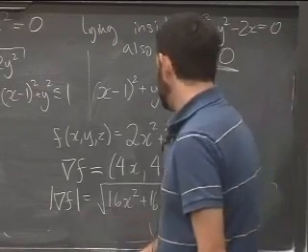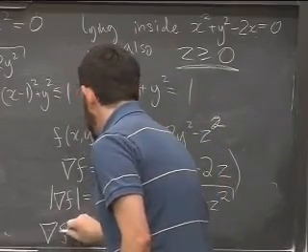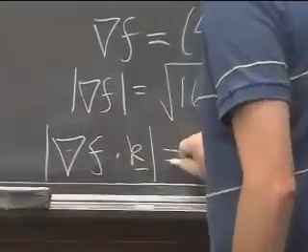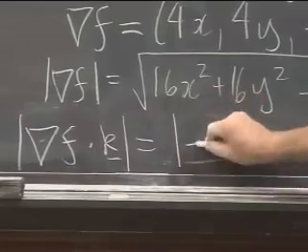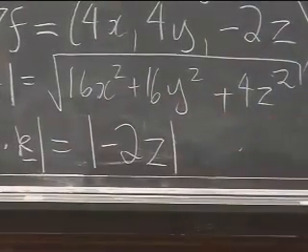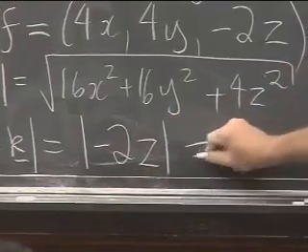Now, on the other hand, the z component of this, you just pick out the z coordinate, which is minus 2z. And this is a regular old absolute value. And because z is positive in this example, we get rid of the minus sign.